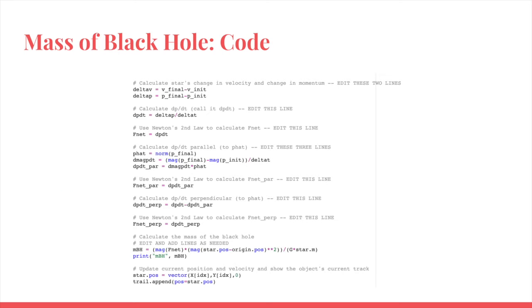And here you can see the code and how I have come to find the mass of the black hole in the calculation loop. So you find F net, which is equal to dp dt, find its parallel and perpendicular values, and then the mass of the black hole is found through rearranging the gravitational force formula.